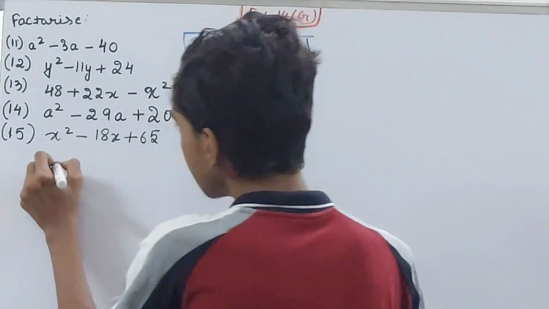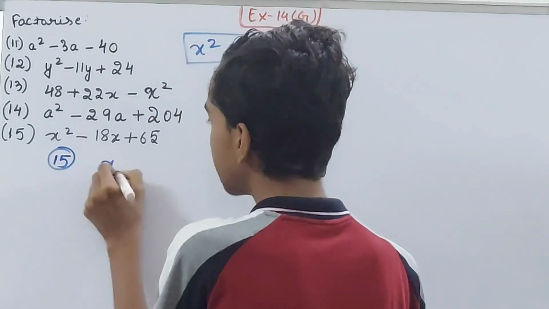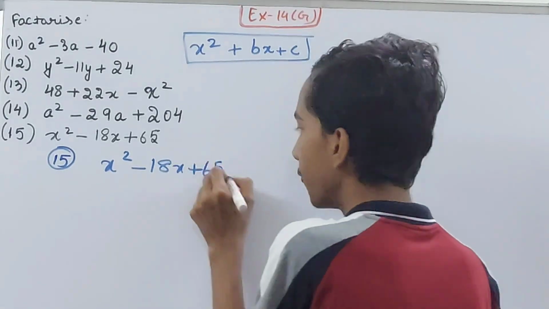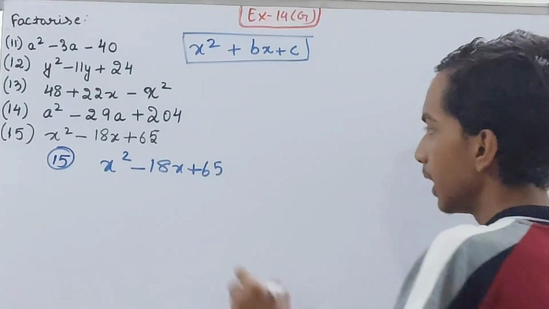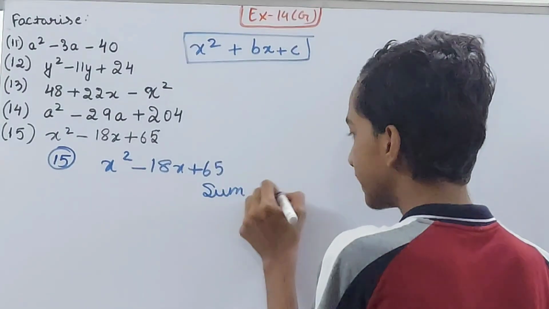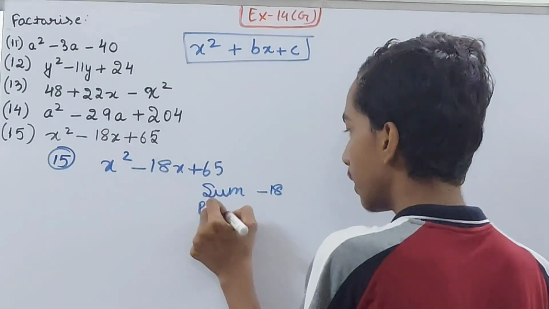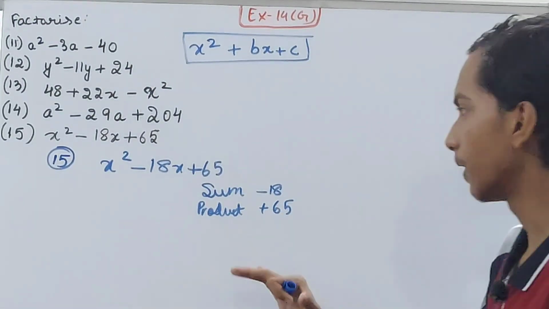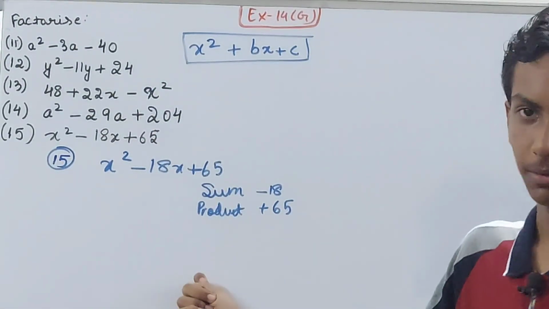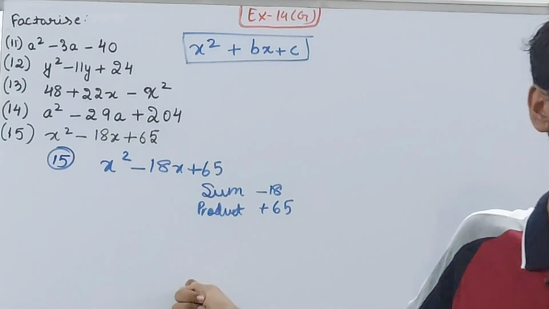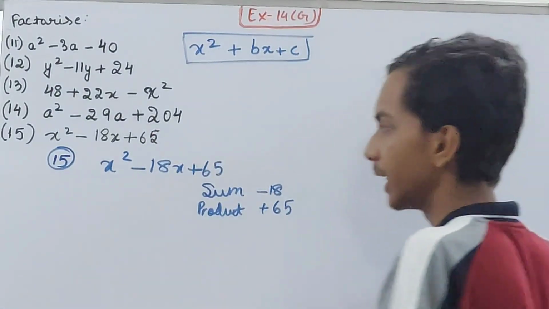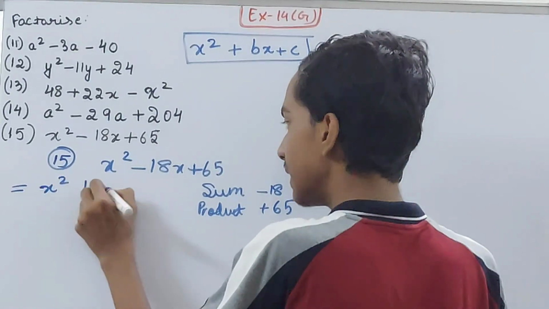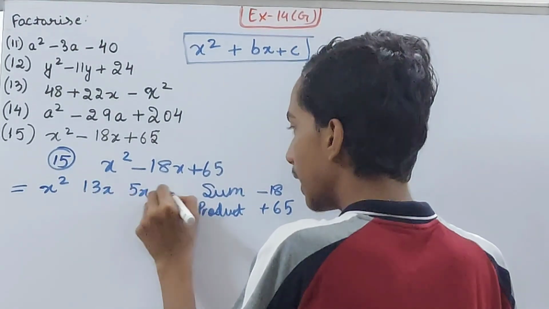Now 15th question, we have got here x square minus 18x plus 65. Very clear also from the front only. If you see, first of all, your sum has to be minus 18 and the product has to be plus 65. Now think carefully, very clear it is given. You can take 13, you can take 5. 13 into 5 is 65, 13 plus 5 is 18. But we have to change the signs also, because one is minus. So x square, write down 13x, write down 5x and then 65.